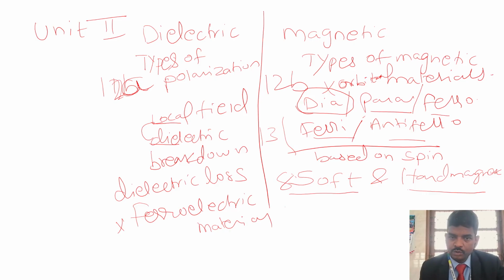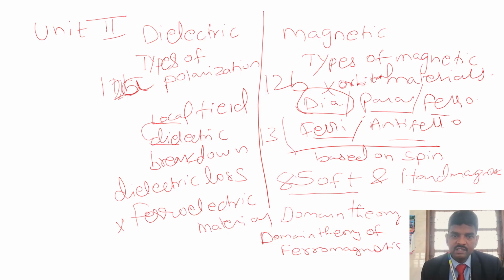In addition to this, we have domain theory. In domain theory, we have 3 domain theories, right? You have to remember that there are 3 domain theories. The first one is domain theory of ferromagnetism. So what will you be discussing in this domain theory of ferromagnetism?